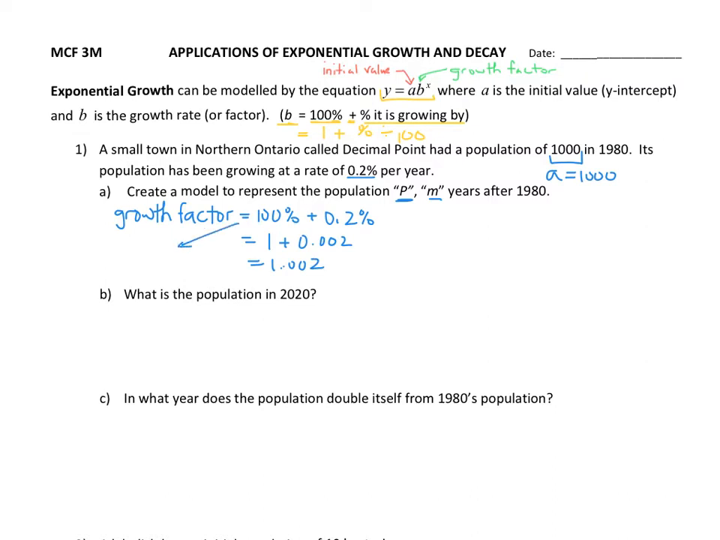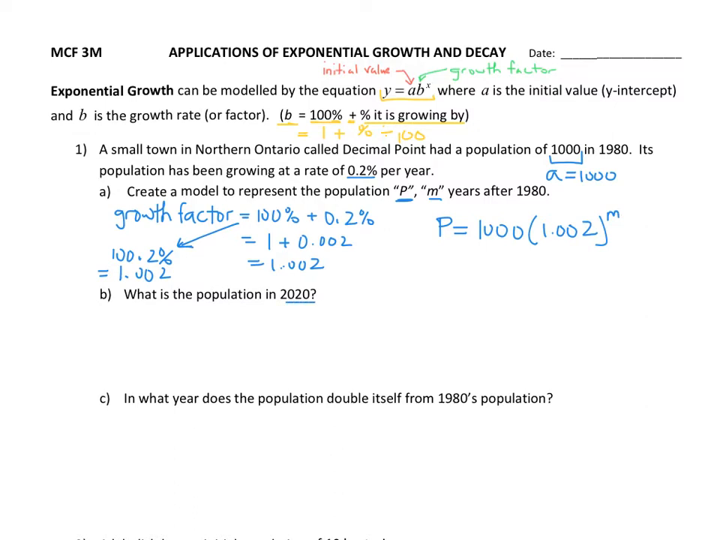Now you could do it the other way. I'm just going to put an option here. From that step, you could add those together and say I have 100.2%, and then take that number and divide by 100, and you get 1.002. So use whichever method makes sense for you. So now we're ready to start to write our equation. The population would equal the initial population times the growth factor to the exponent of m, and m is the number of years since 1980.